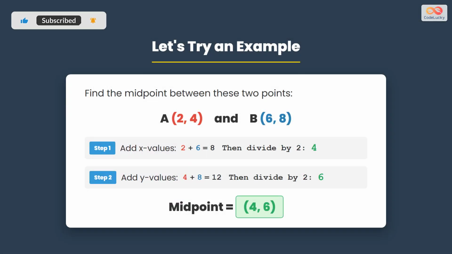Let's apply this to a specific problem. Suppose we have point A at coordinates 2, 4 and point B at 6, 8. First, we add the x values. 2 plus 6 equals 8. Divide 8 by 2 and we get 4. Next, add the y values. 4 plus 8 equals 12. Divide 12 by 2 and we get 6. So our midpoint is 4, 6.